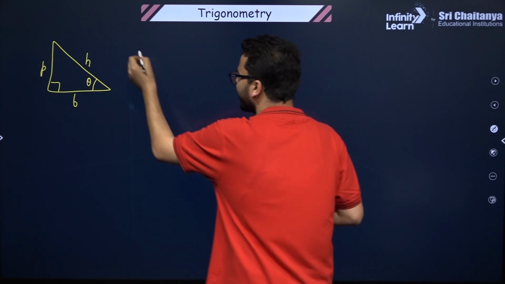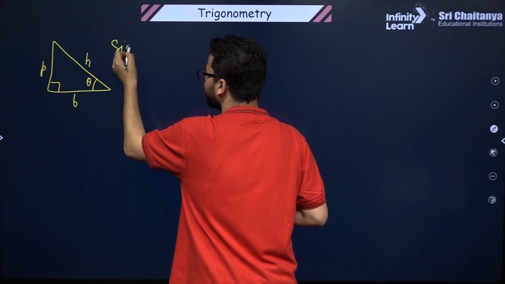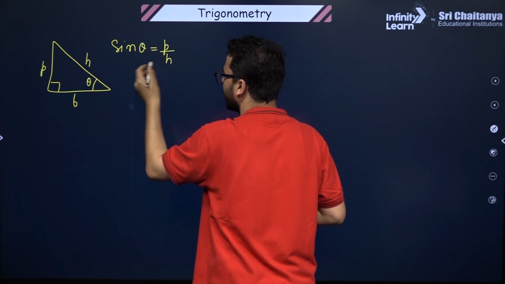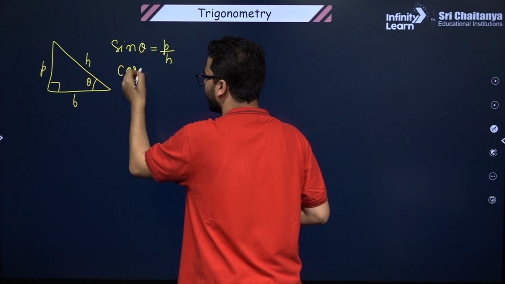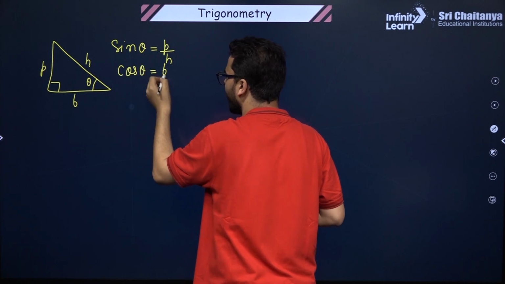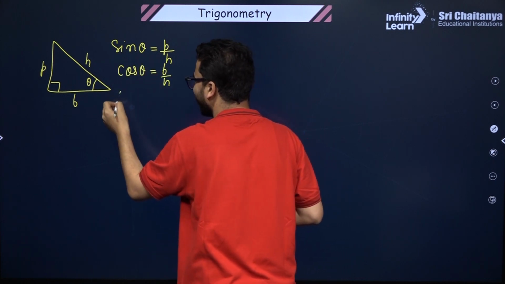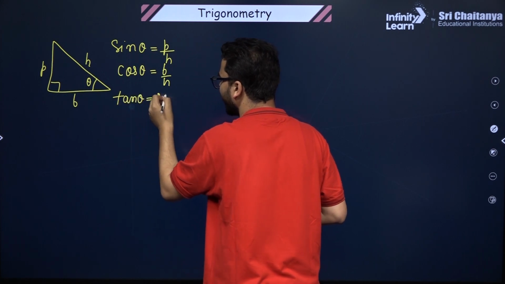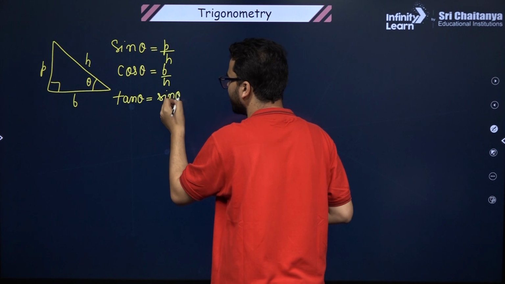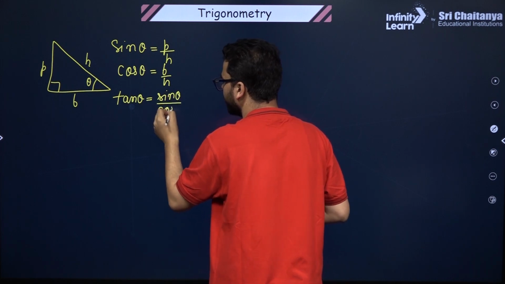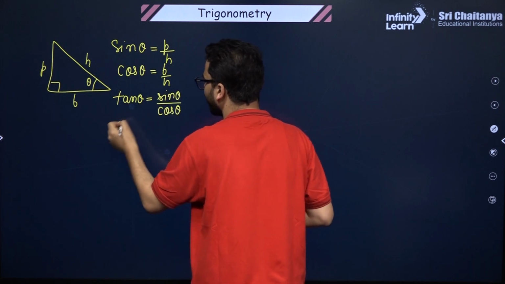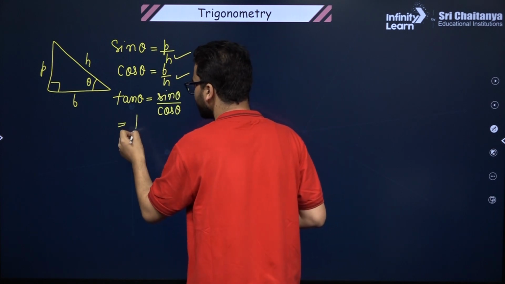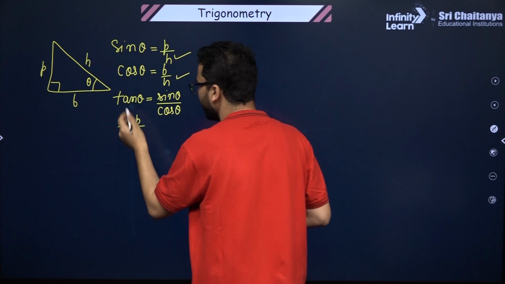So over here you can say that sine theta is what, guys? Sine theta is perpendicular upon hypotenuse. What is cos theta? That is base upon hypotenuse. What is tan theta? So tan theta you can remember like this, it is sine theta by cos theta. So it will be equal to, if you take the ratio of these things, perpendicular upon hypotenuse and base upon hypotenuse, you'll get perpendicular upon base.